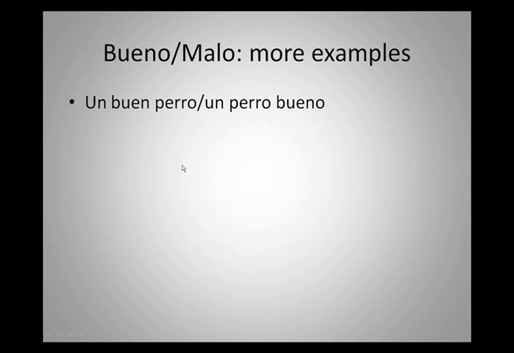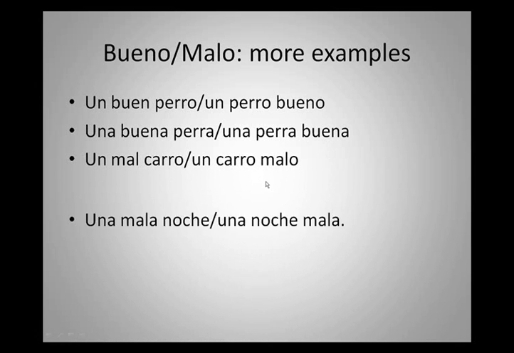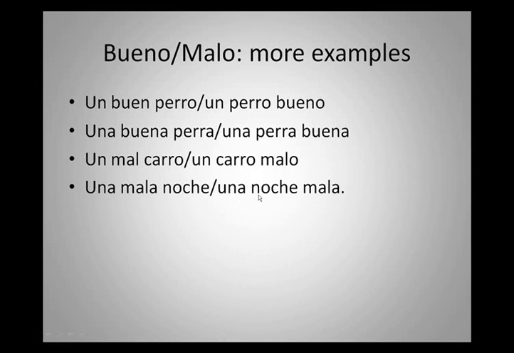Here's some more examples of this phenomenon. Un buen perro, un perro bueno. Before drops the O, placed after keeps the O. Una buena perra, it's feminine, so we keep the A. Una perra buena. Placed before or after makes no difference. It's feminine. Un mal carro, un carro malo. Okay, drop the O here, placed before carro. Keep the O here, it's placed after. Una mala noche, una noche mala. Since it's feminine, it doesn't matter whether we put it before or after, it still keeps that A in both cases.